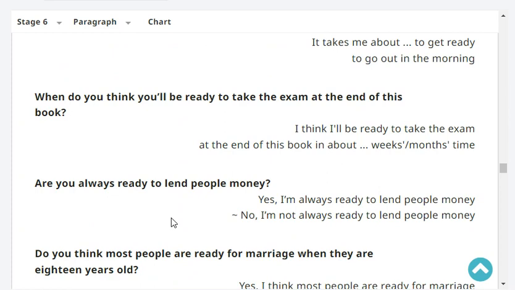Reggie, when do you think you'll be ready to take the exam at the end of this book? I think I'll be ready to take the exam at the end of this book in about 4 weeks' time. Very good.